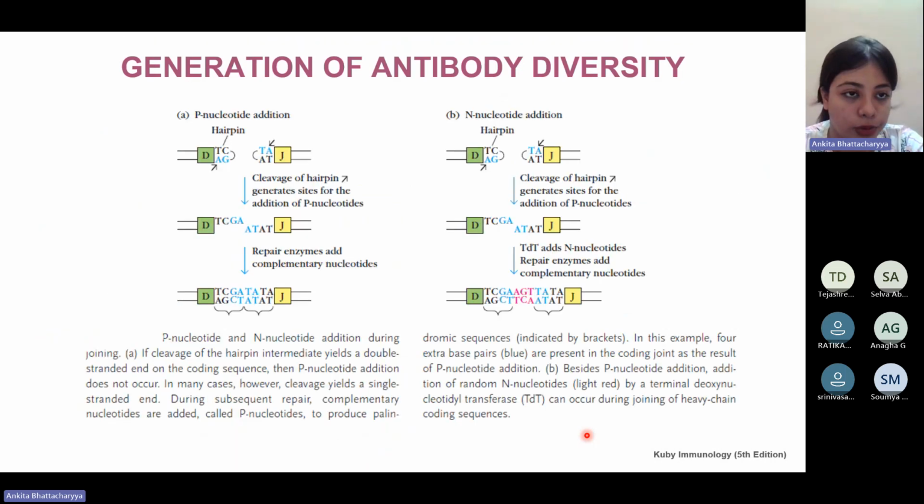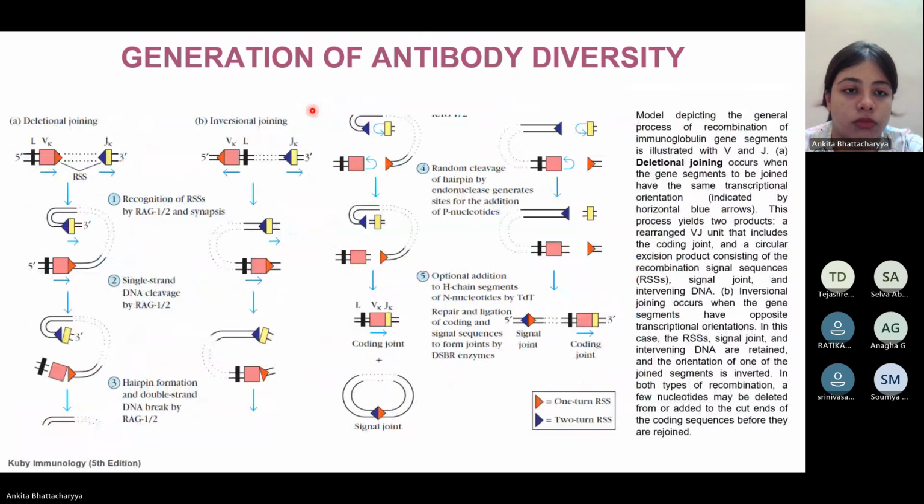Now, what are these P and N nucleotide additions? Again, this has been discussed by the professor in the lectures, but we'll just go over it very briefly. Again, these are just more schematics for you to understand the same concept better. So on the left, you see P nucleotide addition, and on the right, N nucleotide addition can be observed. If you remember this process, I don't know if I have the schematic for it or not. But basically deletional or inversional joining was occurring, right?